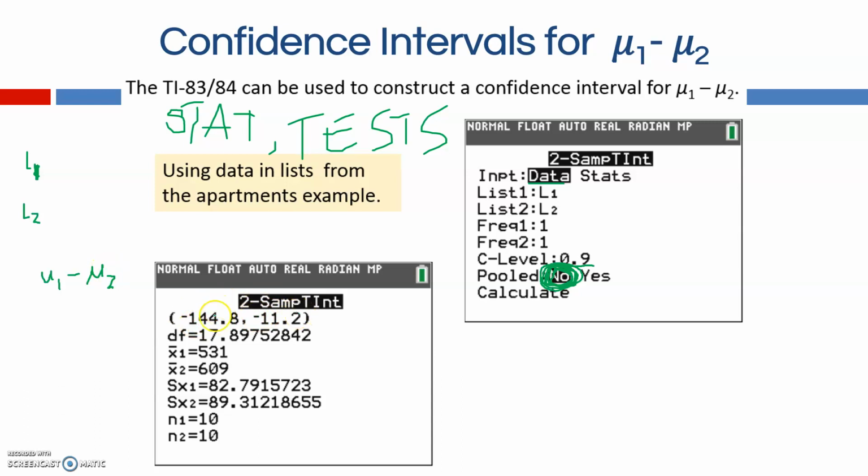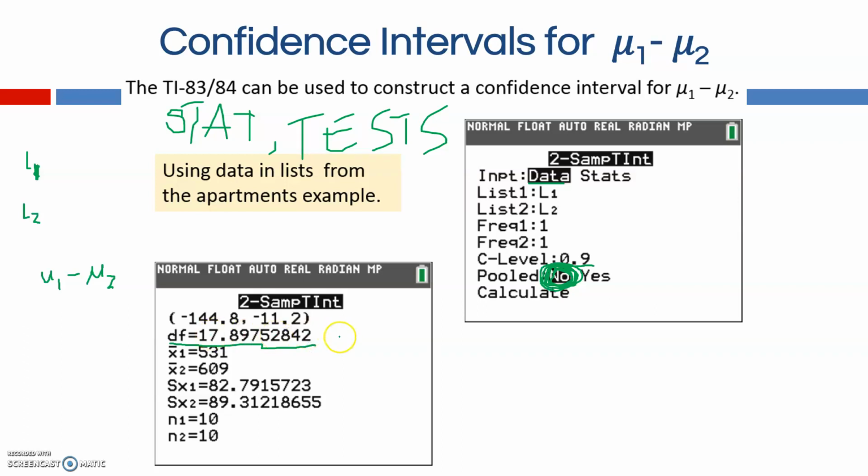And this could just as easily be a positive interval if we had defined mu2, if we had defined the 2-bedroom ones in our L1. So we're just going based on the order that was given, and you'll see here are degrees of freedom. Notice it's not a whole number. It's going to be a decimal.